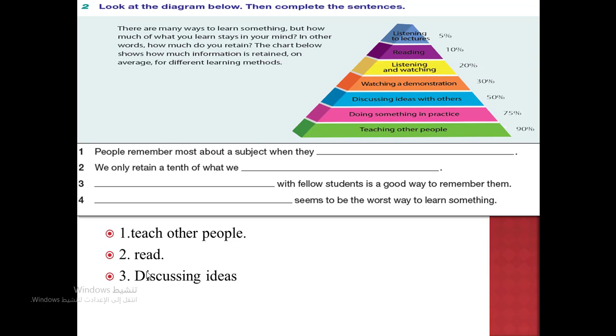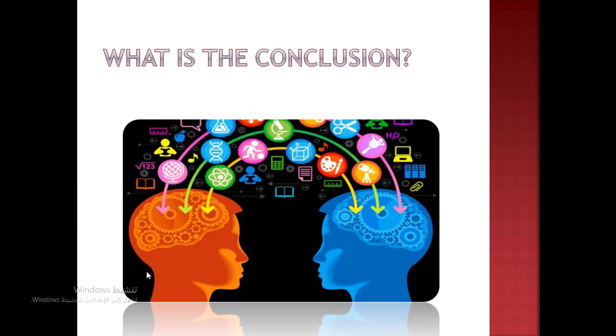And finally, number 4, what method seems to be the worst way to learn something? Of course, on the top, listening to lectures. Listening to lectures seems to be the worst way to learn something. Well, so this is the end of period number 2. I want you to think deeply, look at this picture. I guess that it gives you some ideas of how we could give a conclusion for this topic.